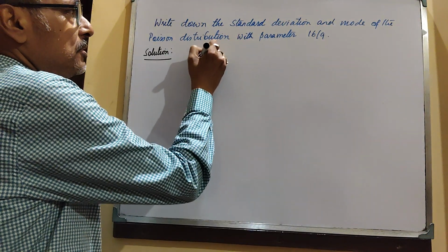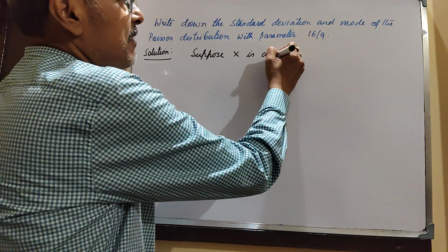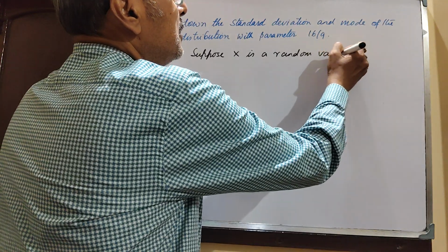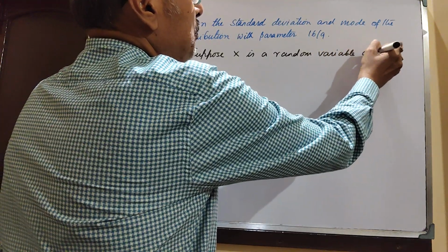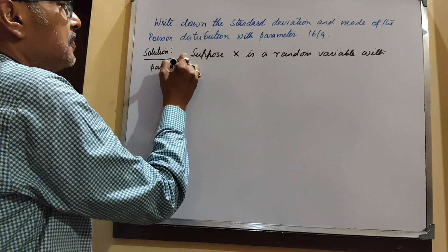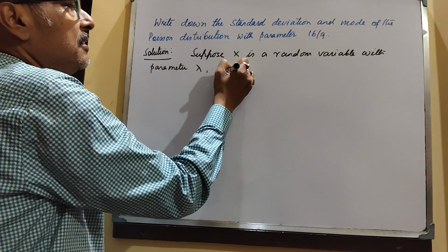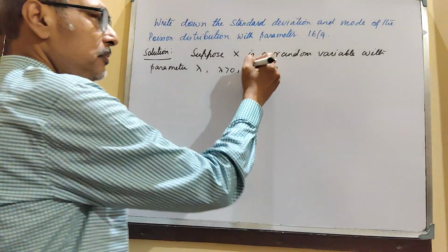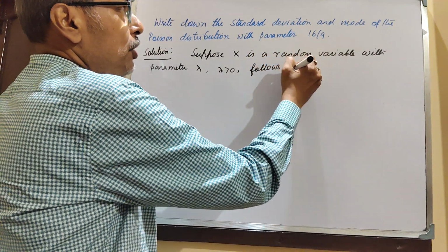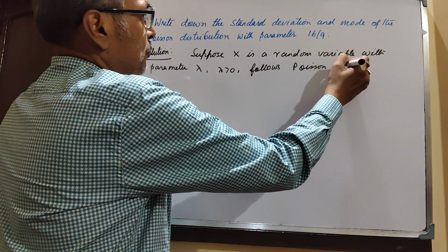Solution. Suppose x is a random variable with parameter lambda, where lambda greater than 0, follows Poisson distribution.